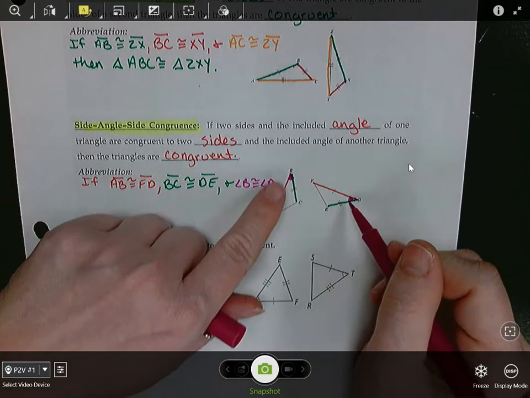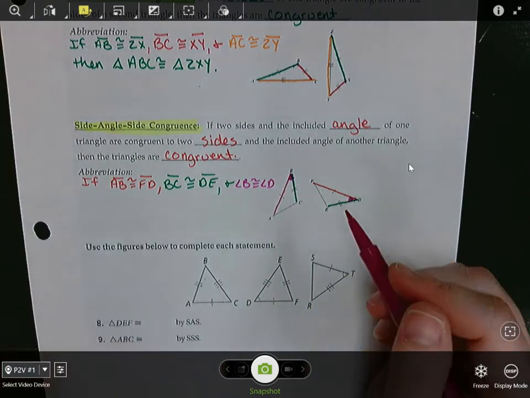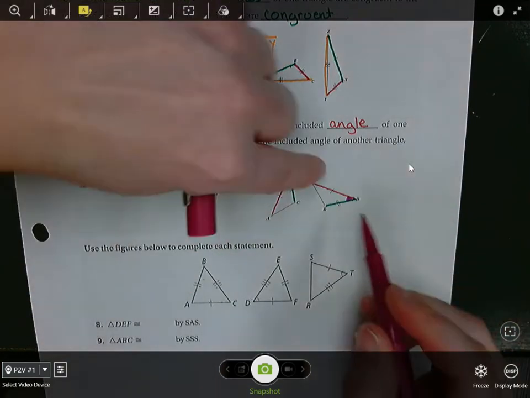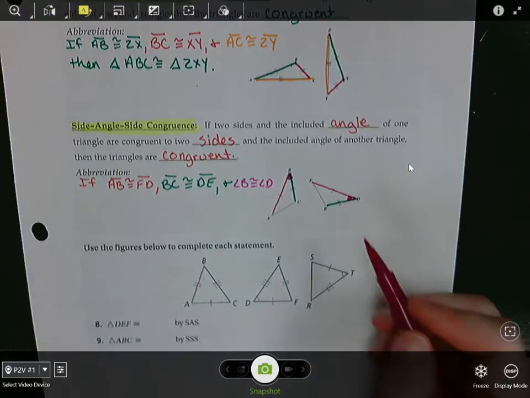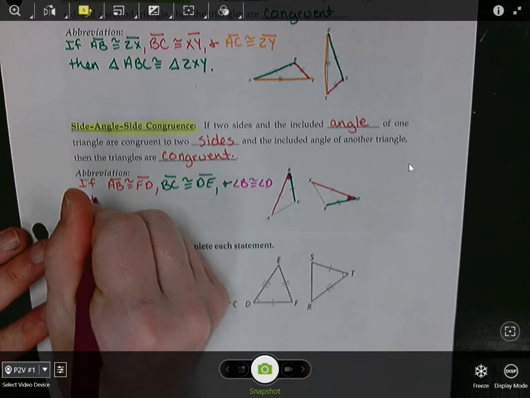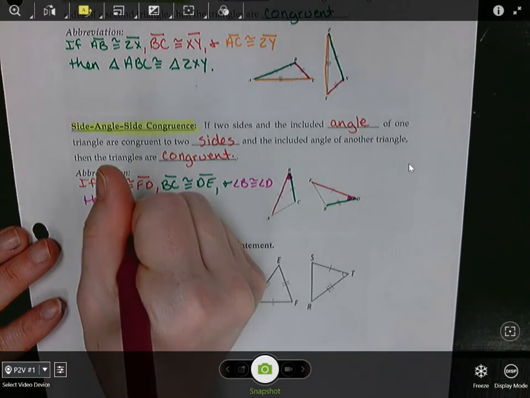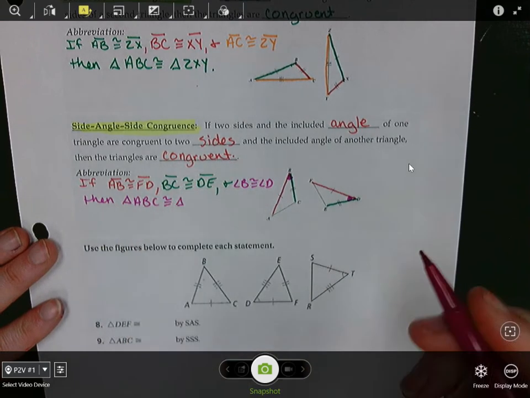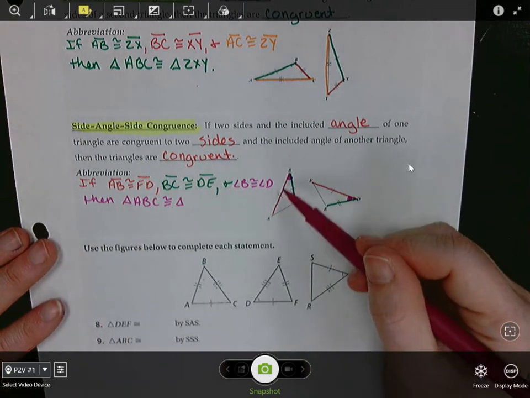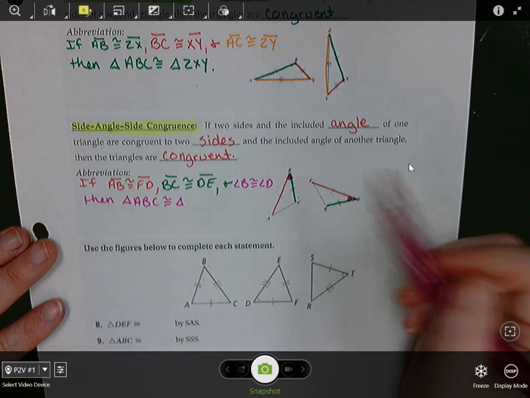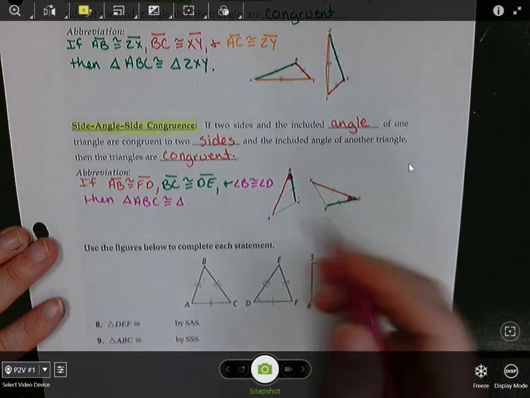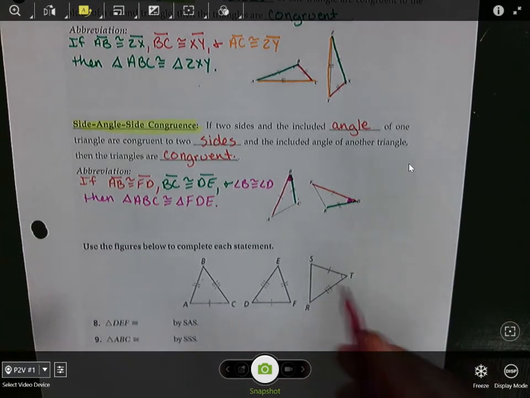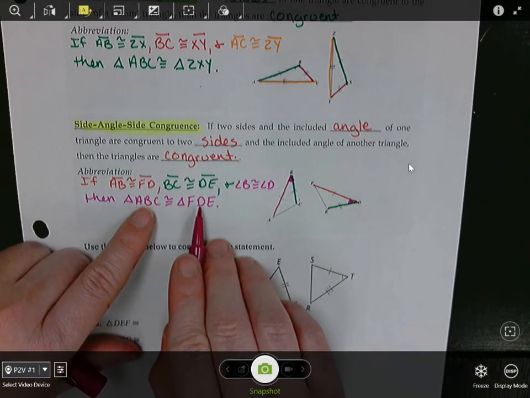Notice that this angle is between the two sides. It's included. So where these two sides come together, that's where the angle is. Then that means that the triangles are congruent. So triangle ABC is congruent to triangle, and I have to make sure I go in the same order. I went A, B, C, so I did red and then green. So I would do F, D, E. Okay, and the angle that's congruent should be B and D because it's in between, it's in the middle.